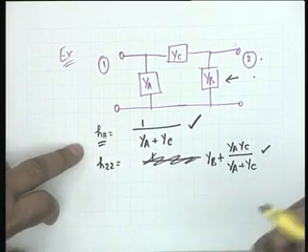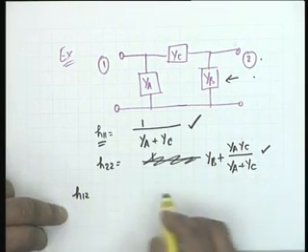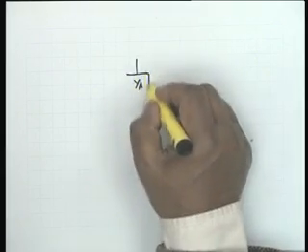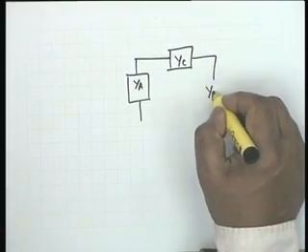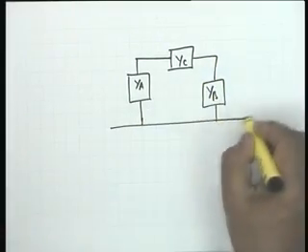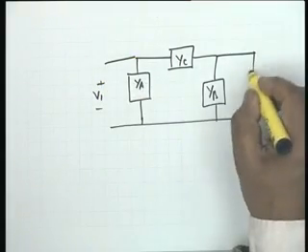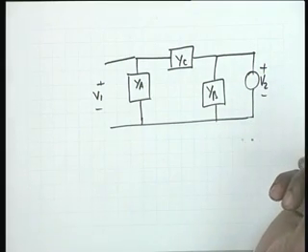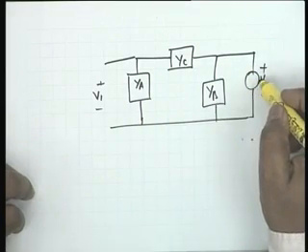Let us find out the other two parameters, that is H12 and H21. For finding H12, let me draw the network first: YA, YC and YB. H12 by definition is V1 by V2 with I1 equal to 0. It is the open circuit reverse voltage transfer function. Now YB comes in parallel with V2, so it has no effect.